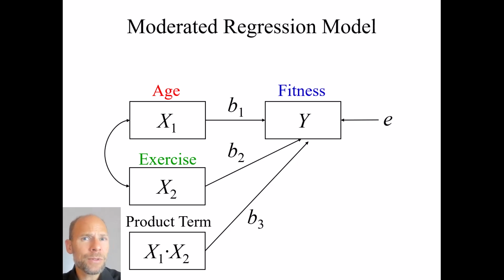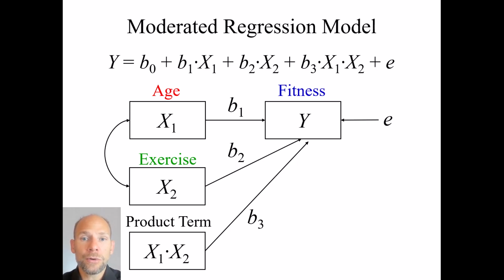And that may seem strange, to multiply two variables, especially two variables that come in such different metrics, like for example, age in years, exercise in hours, perhaps hours of exercise per week. And so you multiply age in years times exercise in hours, but it does make sense. And mathematically, it is correct to add that product term into the equation.